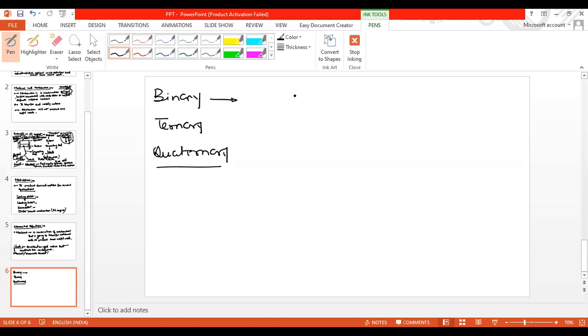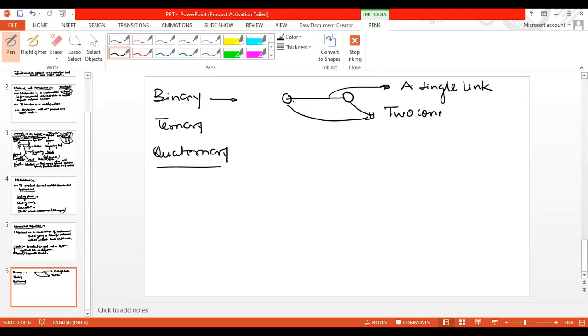What is a binary link? Binary link, very important. In a binary link, you will find that a single link is there, right? And there are two connections, very important. Always remember this thing. Later on I will talk about what is a connection, what is a kinematic pair, all those. Right now just remember that a binary link is a single link with two connections. That means you can connect other rigid bodies at these two points, right? Now ternary means you will have three connections.